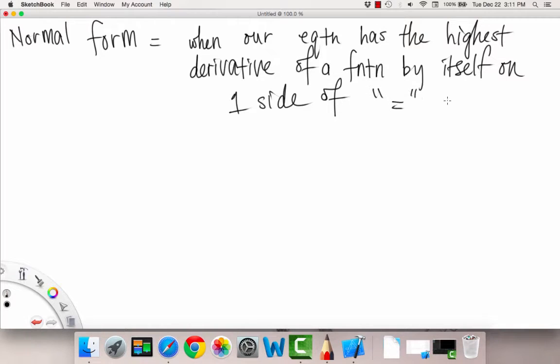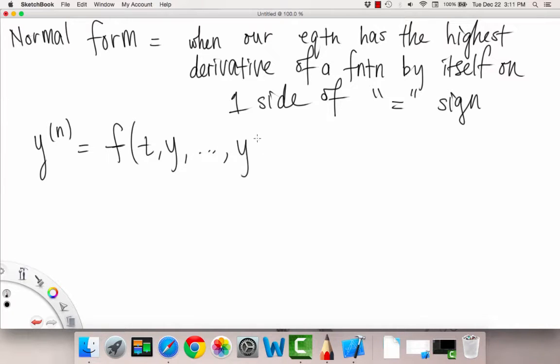An example of this, just in general, looks like y to the nth power, or the nth derivative, right? So this is the nth derivative of a function y, and then on the other side we have some function of t, of y, and everything up to the n minus 1st derivative.